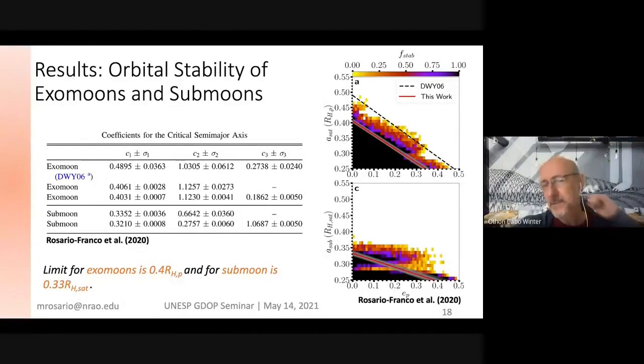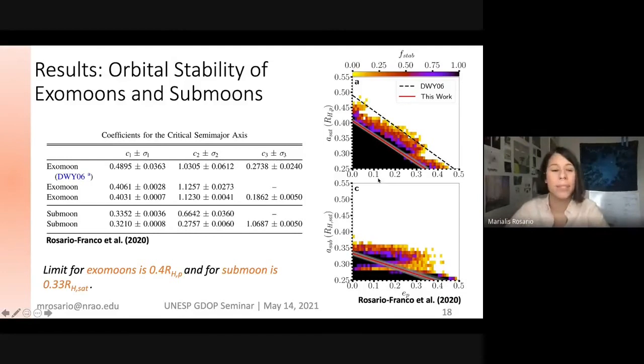So what I'm saying is that your limit is statistically valid for any longitude, but the Domingos limit is valid for specific values of longitude. Do you agree with that? Absolutely, I agree. Okay.